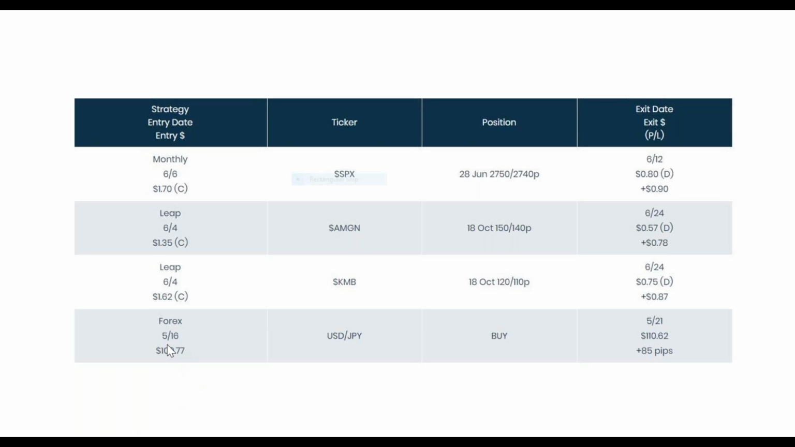Here it is right here on our chart that we show our current trades. This was our Forex trade we made. And actually we got in, and you just buy the Forex pairing, and we got in at 109.77, got out at 110.62 for 85 pips.